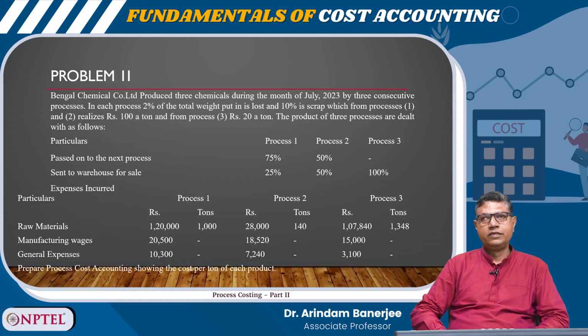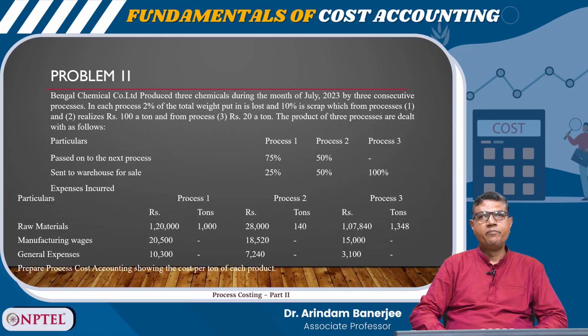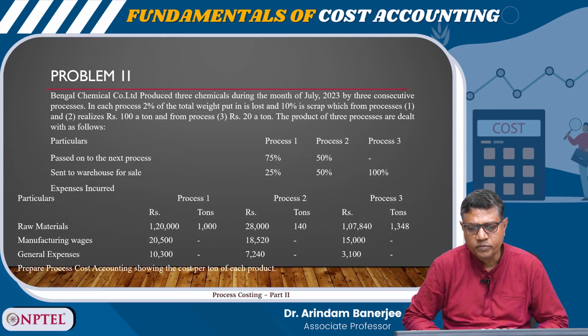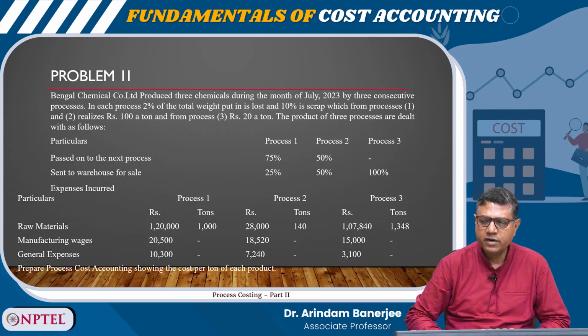So, problem 1 is complete. We are going to the next problem, that is problem 2. Problem 2 says that the Bengal Chemical Company Limited produced 3 chemicals during the month of July 2023 by 3 consecutive processes. In each process, 2% of the total weight put in is lost and 10% is scrap, which from process 1 and 2 realizes rupees 100 a ton, and from process 3 it is rupees 20 a ton. The products of these processes are dealt with as follows.